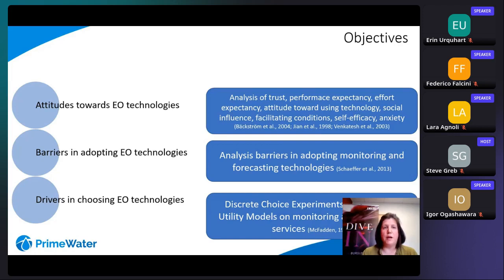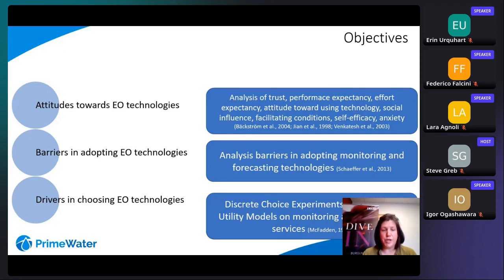In particular, our objective is to understand end-user attitudes towards GEO-based technologies and possible behavioral barriers like trust, social influence, or technological anxiety. At the same time, the project aims at understanding what are the practical barriers and the drivers in the adoption of these technologies.